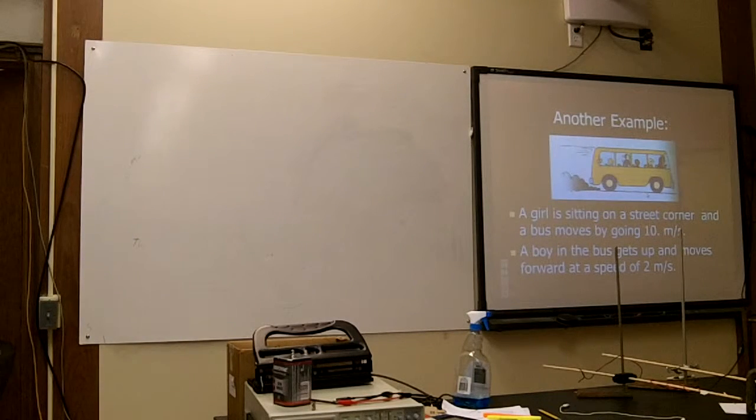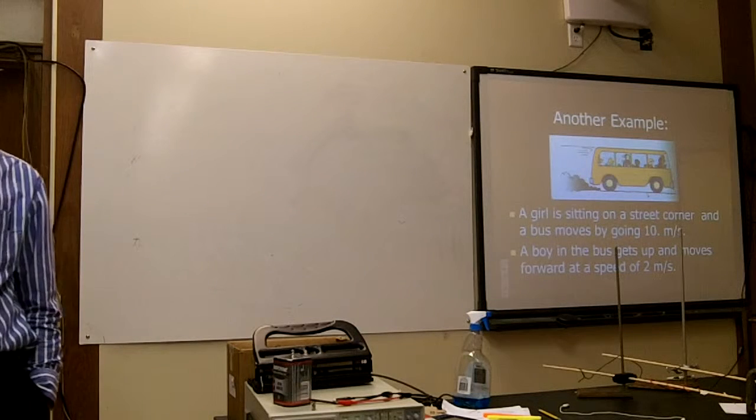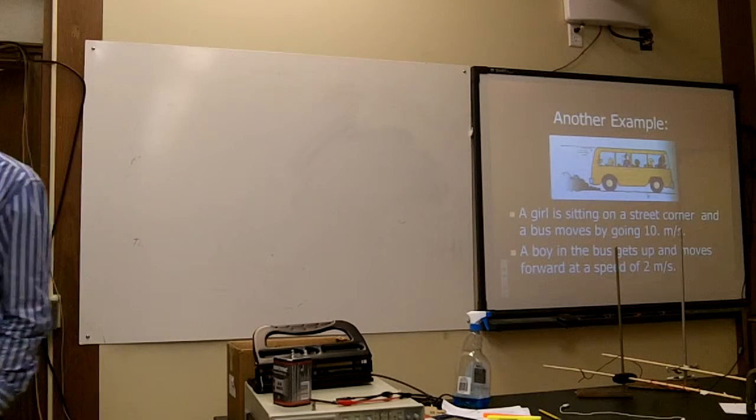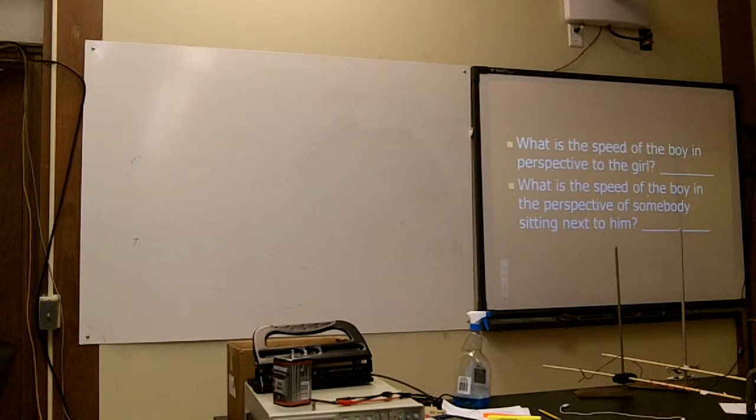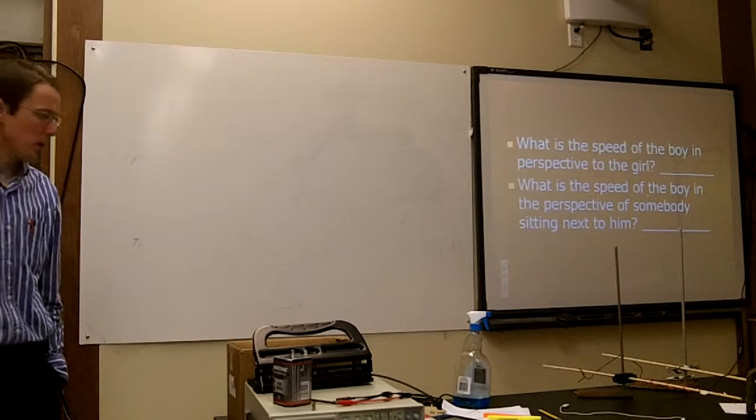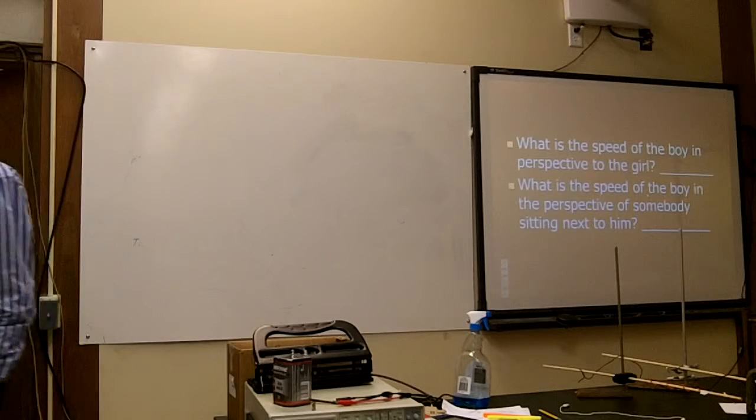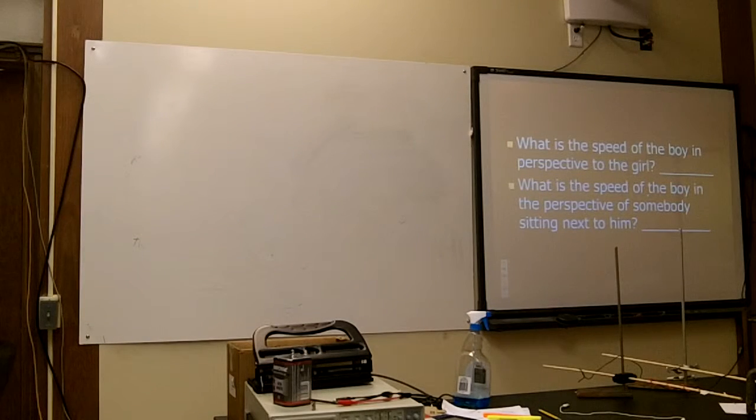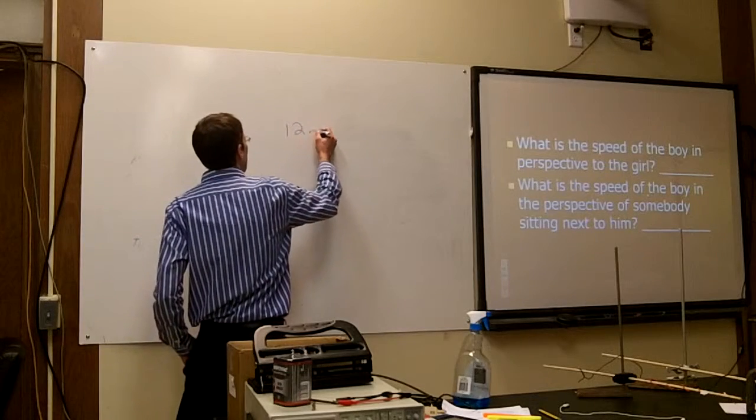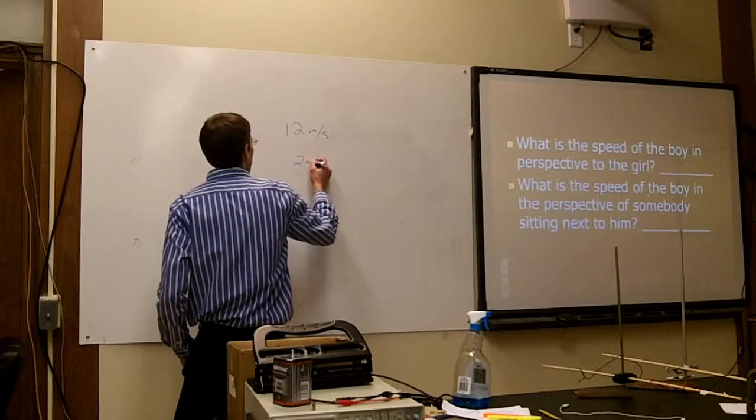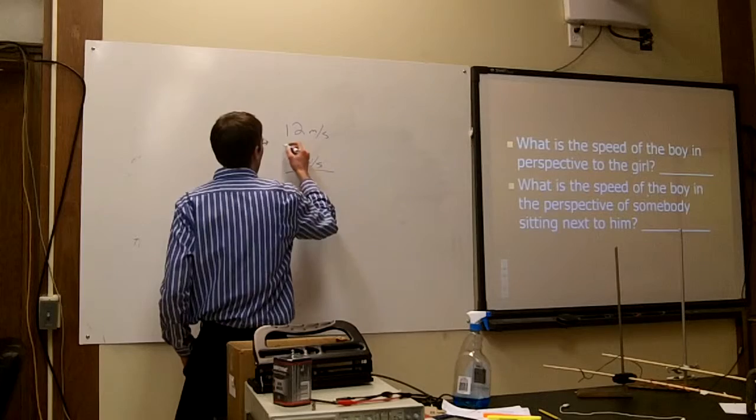Everything like that works really well at the atomic scale, but when you try to scale it up, it just doesn't work. All right. So the speed of the boy in perspective of the girl, we need to get this in our notes. 12 meters per second. And then 2 meters per second. I think it's supposed to say 10.